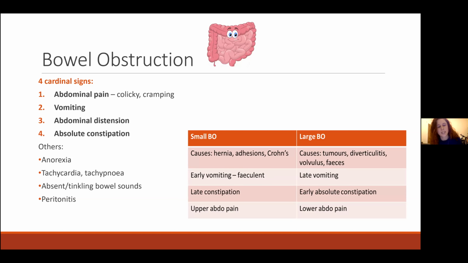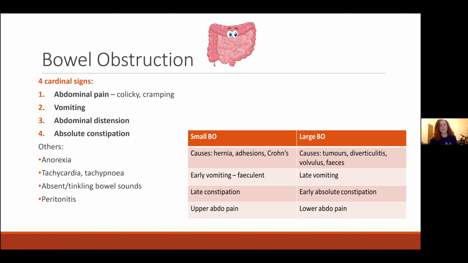And in the presentation, as someone said, there's earlier vomiting in small bowel obstruction, whereas it's usually a later presentation in large bowel obstruction. There's later constipation in small bowel obstruction, whereas it's earlier in large bowel obstruction. And this is obviously because the obstruction is higher up in small bowel, so it's going to come out the top end earlier in small bowel, whereas it's lower in large bowel. And then there's upper abdo pain in small bowel, and large bowel it's lower abdo pain.